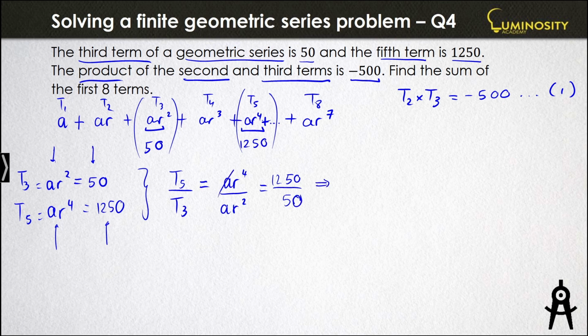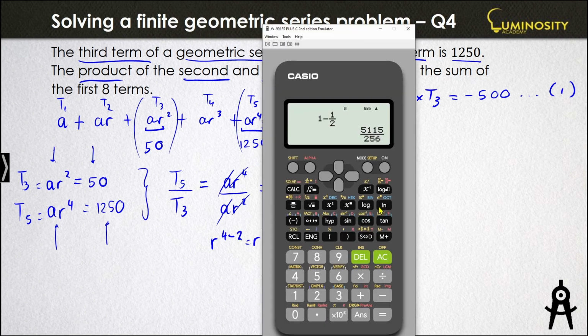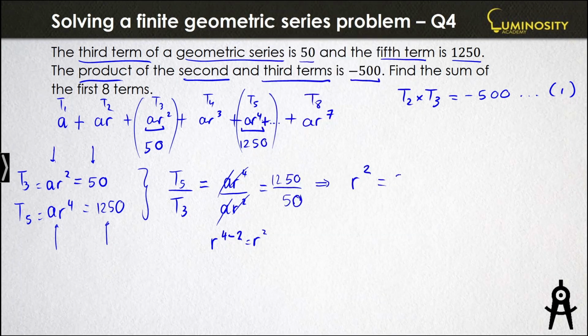So therefore, these A's will divide and leave you with R to the 4 divided by R squared, which is just R squared. That's using exponential laws again, because you have R to the 4 minus 2, which is R squared. And let's see what 1250 divided by 50 is. 25. Nice. Okay, so how do we solve here? Remember, you're solving for a variable expression squared equals a constant number. Therefore, when you take the square roots on both sides, you must be careful to remember that it is plus or minus 5.